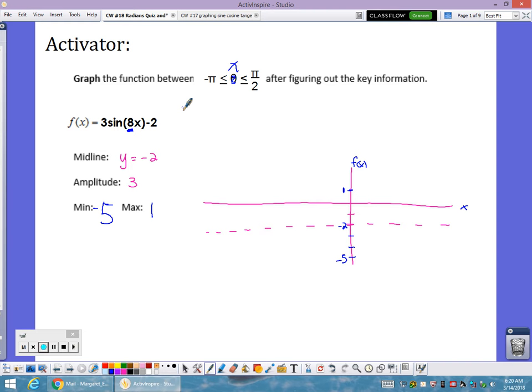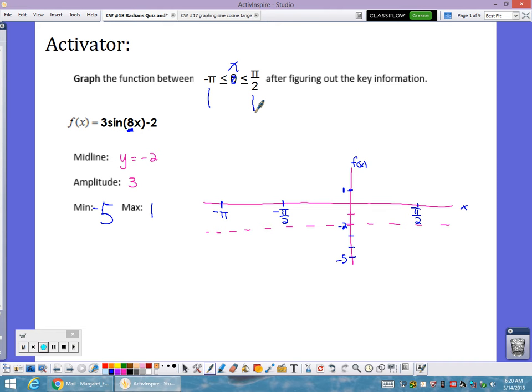Okay, so we want to start at -pi and end at pi over 2. So I know if I go all the way to the left of my graph, I'm going to have -pi. Halfway is -pi over 2. And then here I'm going to say it's about the same distance. I'm going to measure +pi over 2. Okay, so I know I'm going to start here and end here. That's all I want to see of this graph.